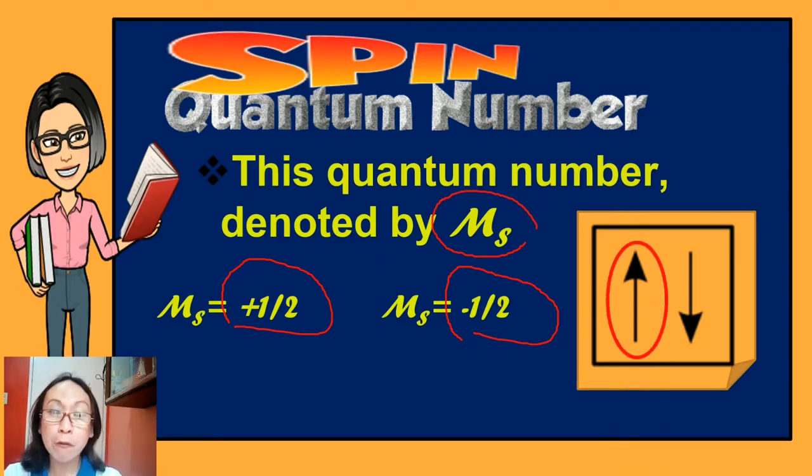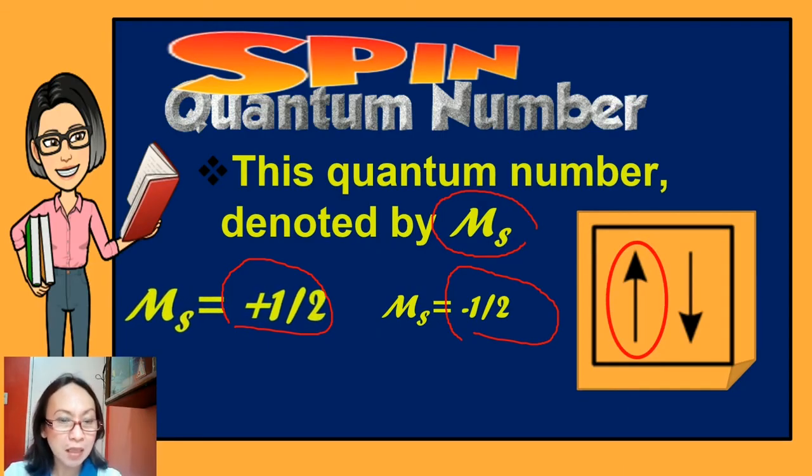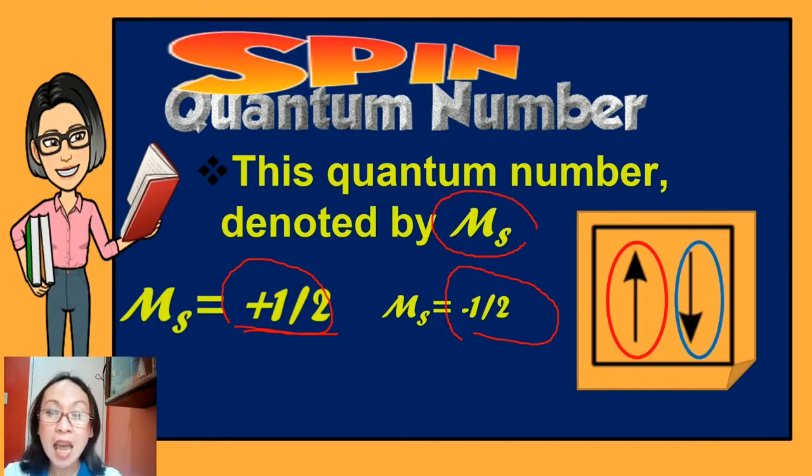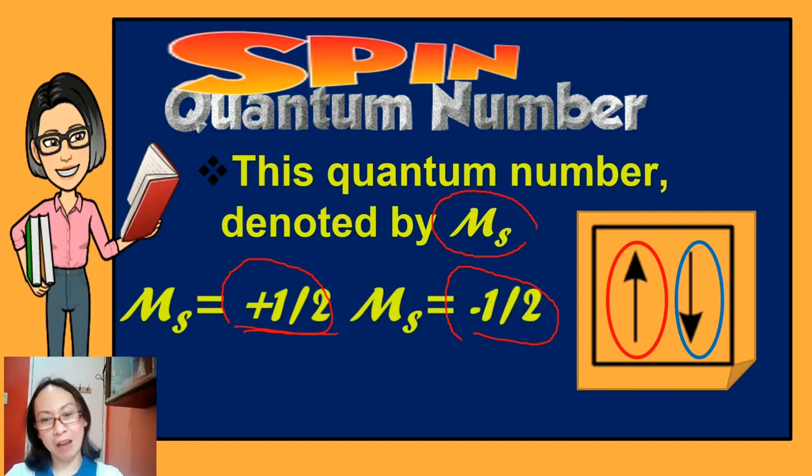So, if we end, kunwari po, dito tayo nag-end sa arrow up, automatic po na ang gagamitin natin ay positive 1/2. Pag po nag-end tayo sa arrow down, so our spin quantum number is negative 1/2. Yun lang po ang kailangan natin tandaan para makuha natin ang spin quantum number.